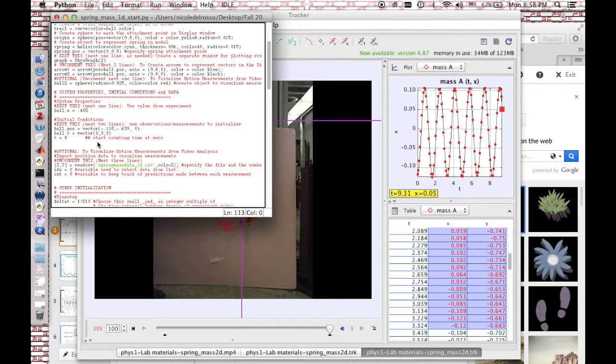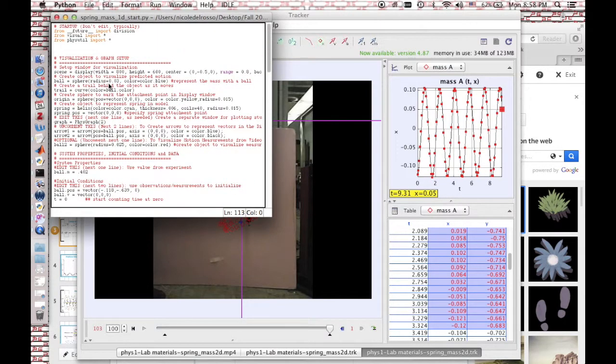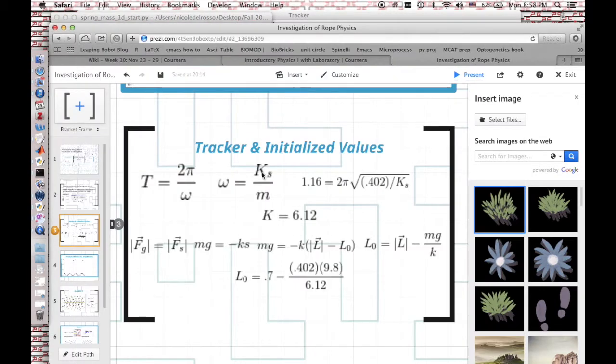Some of the initialized values that I calculated in my Python program, such as at the top, were determined by applying these algebraic rearrangements. I calculated the period T by finding the time that corresponded to two contiguous peak-to-peak minimums in Tracker and subtracting them to find their difference. I then put this value in to solve for the stiffness. So T, 1.16, is equal to 2 pi multiplied by the square root of the mass of 0.402, which is what was given, divided by the stiffness. I found this to be 6.12 newtons per meter.